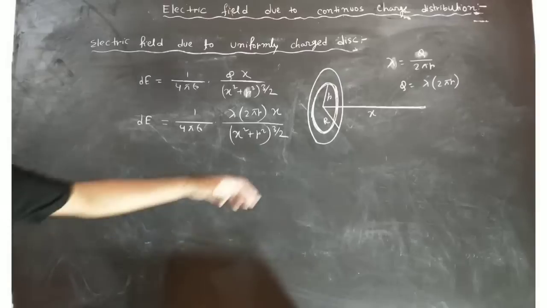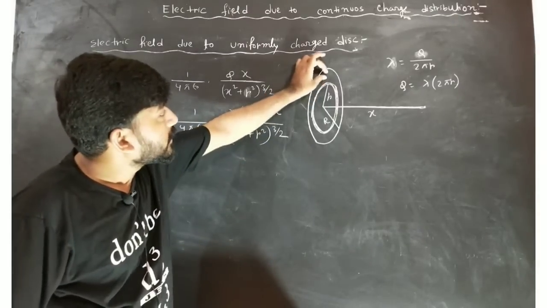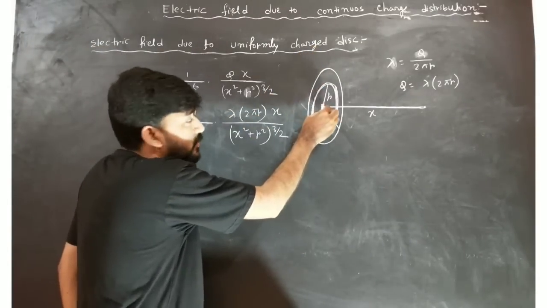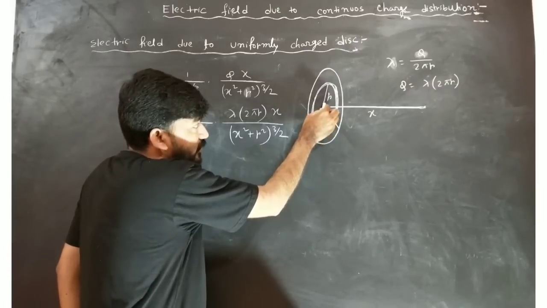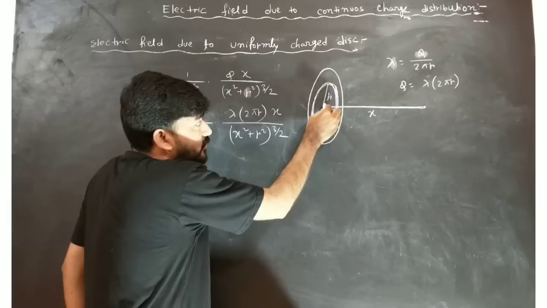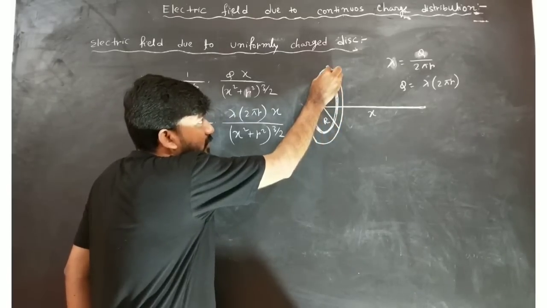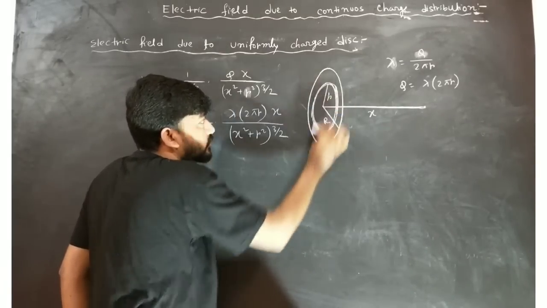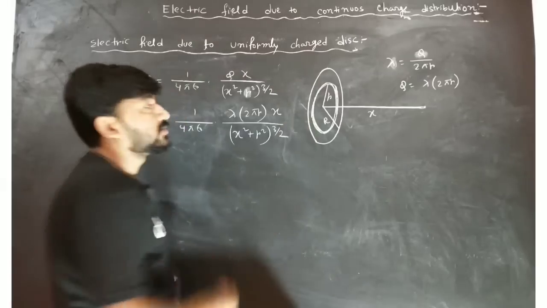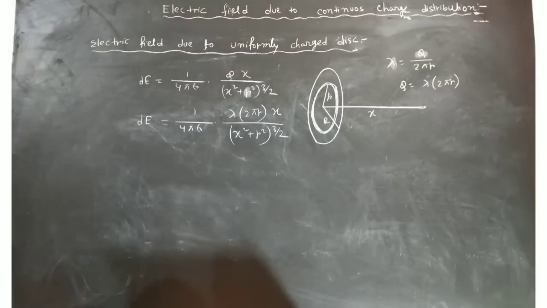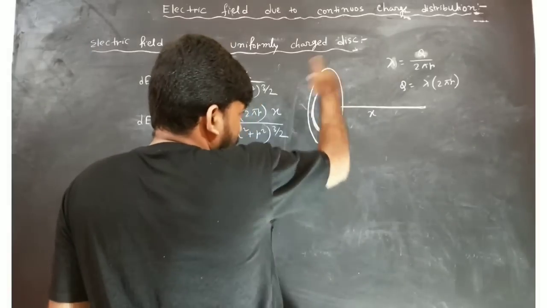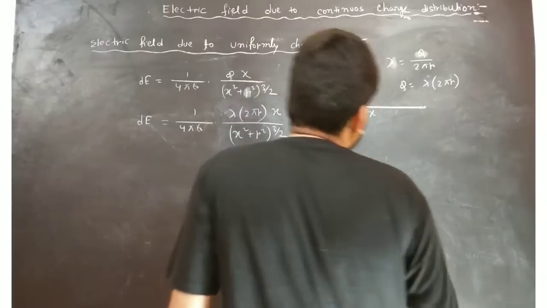Now for the whole disk we have an infinite number of rings. The very first ring will be for r equal to 0, then there is some r, then there is another r. So r will be increasing from 0 to capital R, and the whole disk will be covered. We have taken one of those rings which has radius r and width dr. So if this disk has charge density sigma, okay.